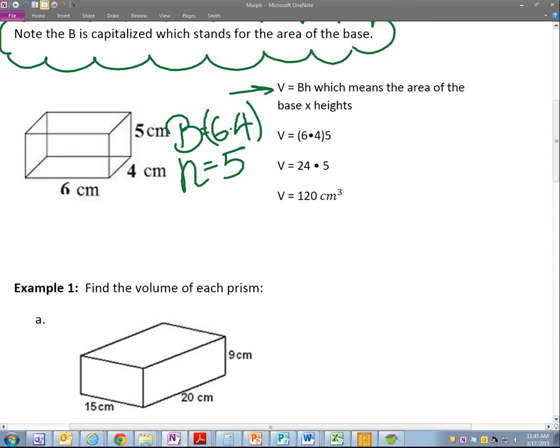So the piece of our bread is going to be 6 by 4. So I'm just finding a slice, and there's 5 of them. So we multiply it by 5. And our answer is always going to have that unit, centimeters cubed.